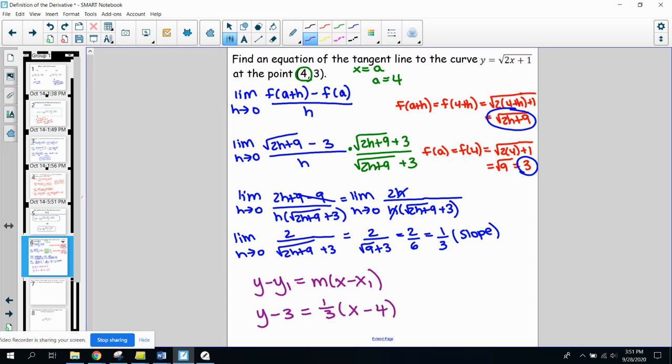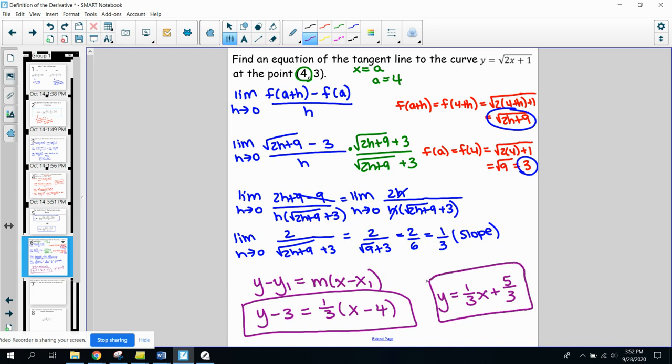And the cool thing about the AP test, we'll go through what's accepted and things like that, but you don't need to simplify for the AP exam on open-ended questions. So this is perfect. Once you plugged it in, you can leave it like that. You don't have to solve for y. If you wanted to, you would get y equals 1/3 x plus 5/3. That's just if you like to solve for y.